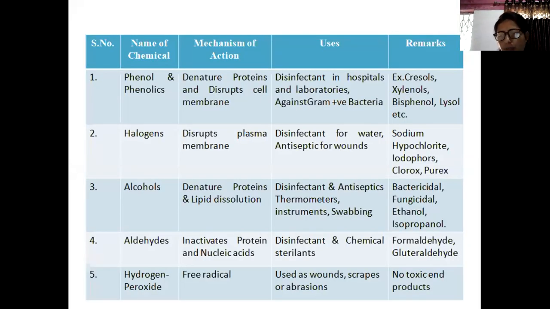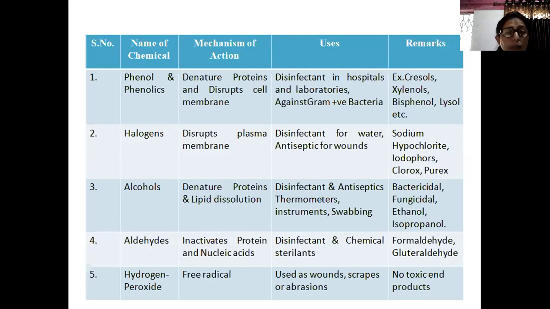Now we will be seeing how the various type of chemicals are used as a chemical sterilant. First of all, we will deal with the phenols and phenolics. The mechanism of action of phenol and phenolics are: they denature the proteins and disrupt the cell membrane. They are used as disinfectants in hospitals and laboratories, and they are very effective against the gram-positive bacteria. For example, cresols, xylenols, bisphenol, lysol, etc.